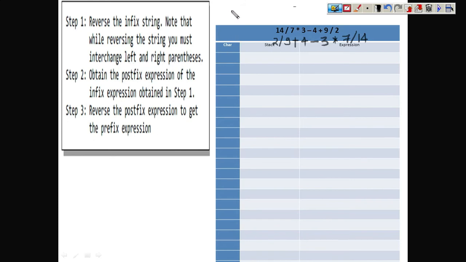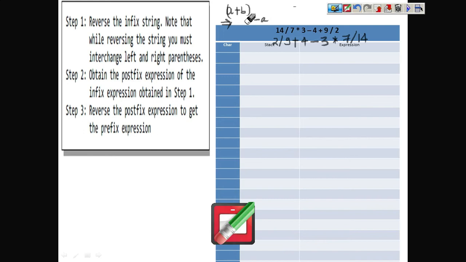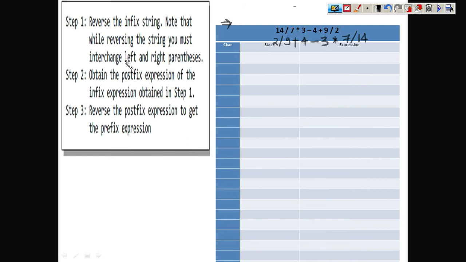What does it mean? If A plus B is given to us, and I am going to reverse it, it doesn't mean that I simply write B plus A. I need to change the right bracket to left and the left bracket to right. So while reversing it, the right will become left, then B plus A, and the left becomes right. This is how we need to reverse it. In our expression, we don't have any brackets here. Then the second step says obtain the postfix expression of this infix.